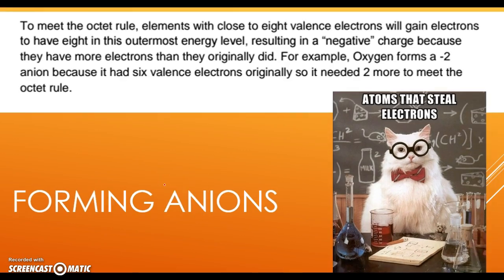The other option is to form anions. Anions, to reach the octet rule, elements that have close to 8 valence electrons will gain electrons to have 8 in this outermost energy level, resulting in a negative charge because they have more electrons than they originally did. So as they pick up extra electrons, they're going to gain a negative charge. So for example, oxygen is going to have a -2 charge because it's only 2 away from having 8 since it had 6 originally. So it's going to pick 2 up and gain 8 valence electrons to satisfy the octet rule.